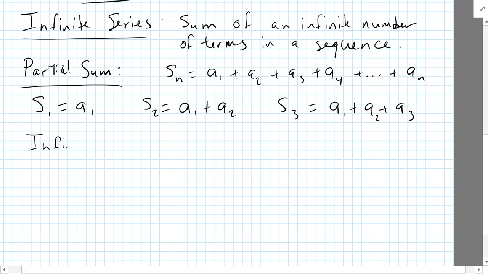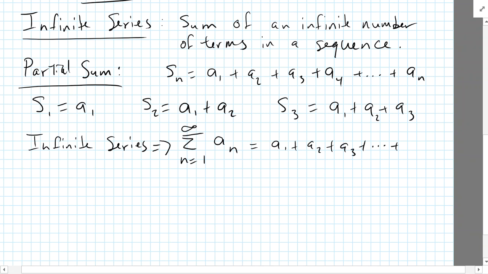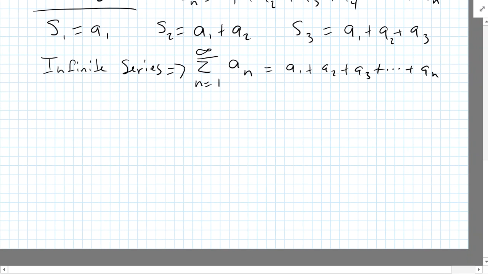So infinite series, that's going to be the summation of n equals 1 to infinity. So I'm starting at 1 and going to infinity of whatever pattern I'm using for my terms. So it means that it is a1 plus a2 plus a3 plus ... to the nth term, which is an infinite term. But the notation, we're just going to use the summation notation. You just need to know what it means.